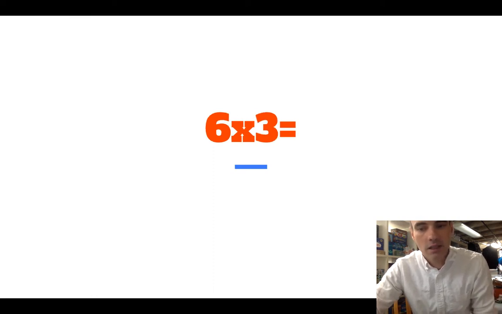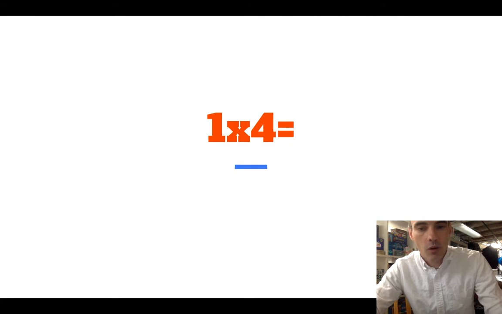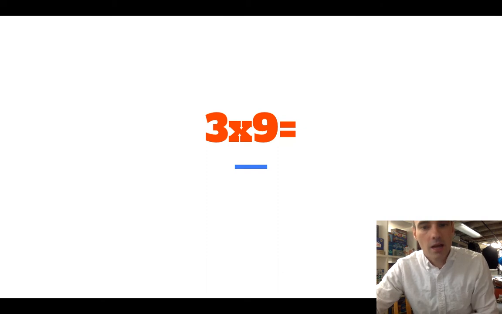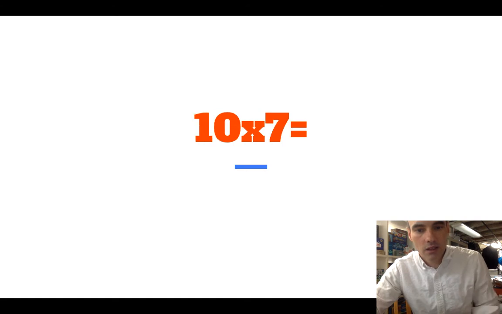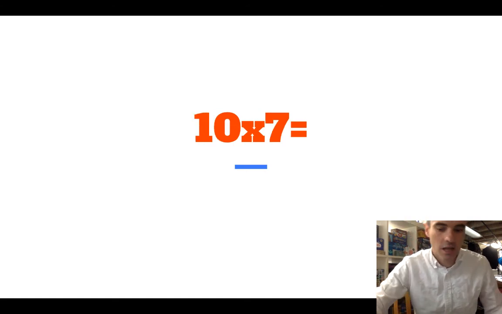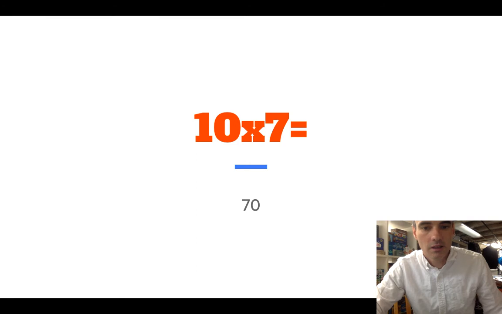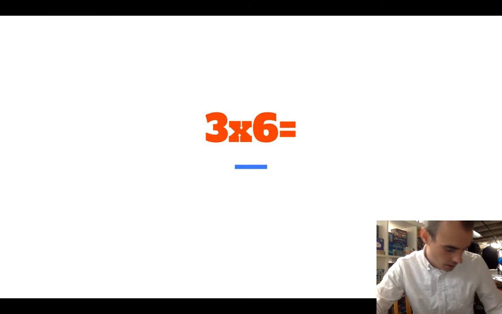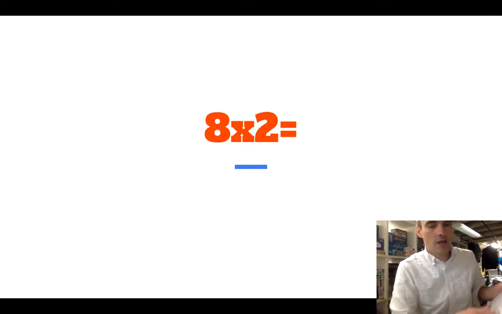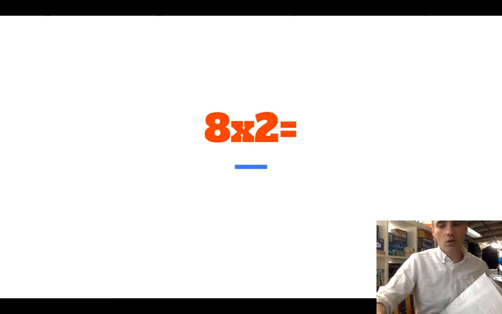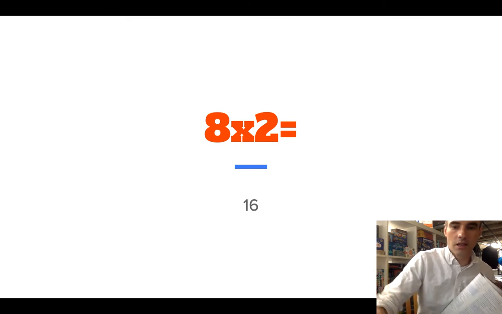Next up, 6 times 3. 6 times 3 equals 18. 1 times 4. 1 times 4 equals 4. 3 times 9. 3 times 9 equals 27. 10 times 7. 10 times 7 equals 70. 3 times 6. 3 times 6 equals 18. 8 times 2. 8 times 2 equals 16.